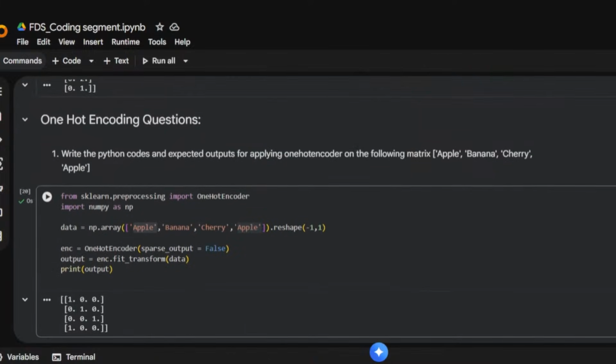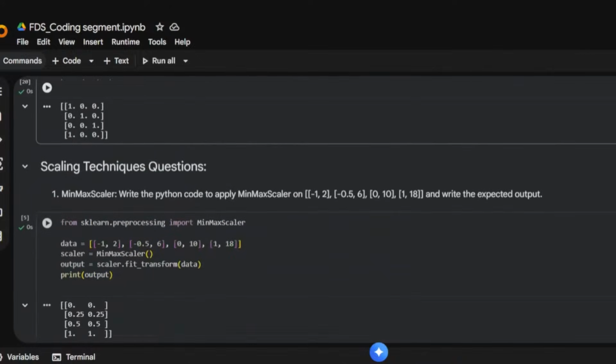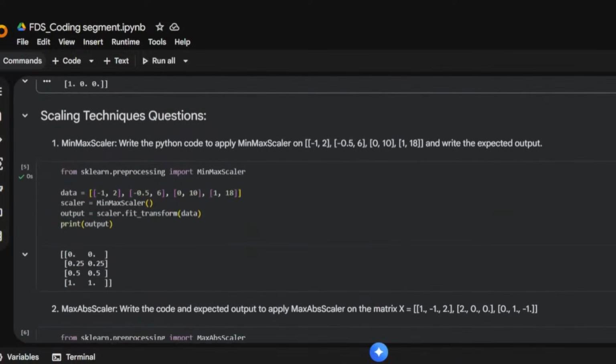Now Kamlesh will take up your scaling techniques. Okay, so let's move on to scaling techniques. The first one is min max scaler.